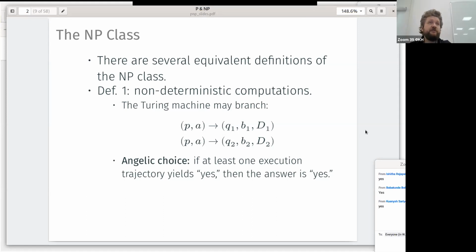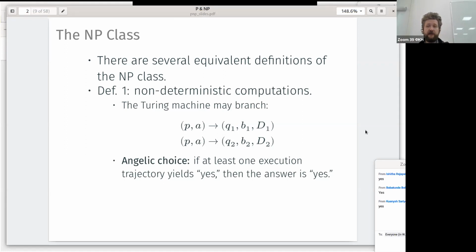Of course there is a dual notion, which you could call demonic choice, when you can win only if you win always. If you have an opportunity to fail, you will fail. And this dual notion yields the class co-NP, which is the dual of NP, of course. If you take a language or a problem in NP and invert it, so you just flip yes and no, you'll get a co-NP problem.